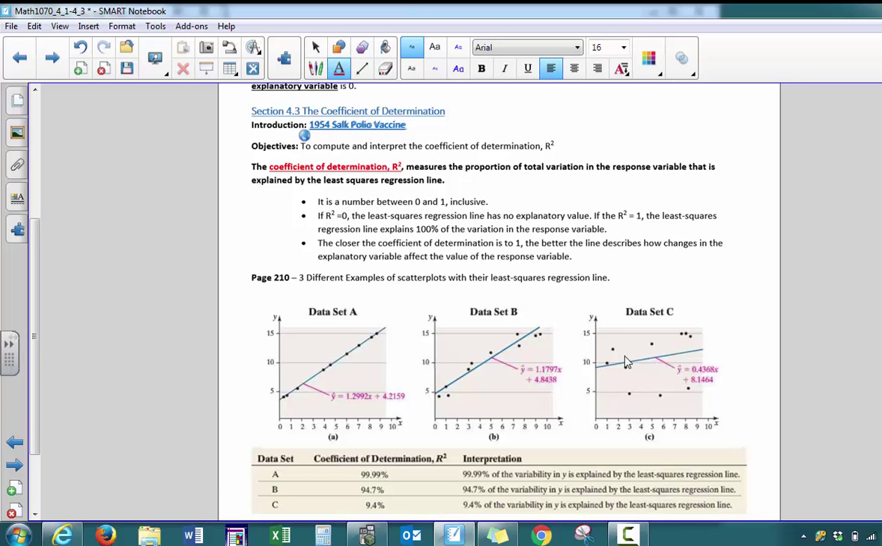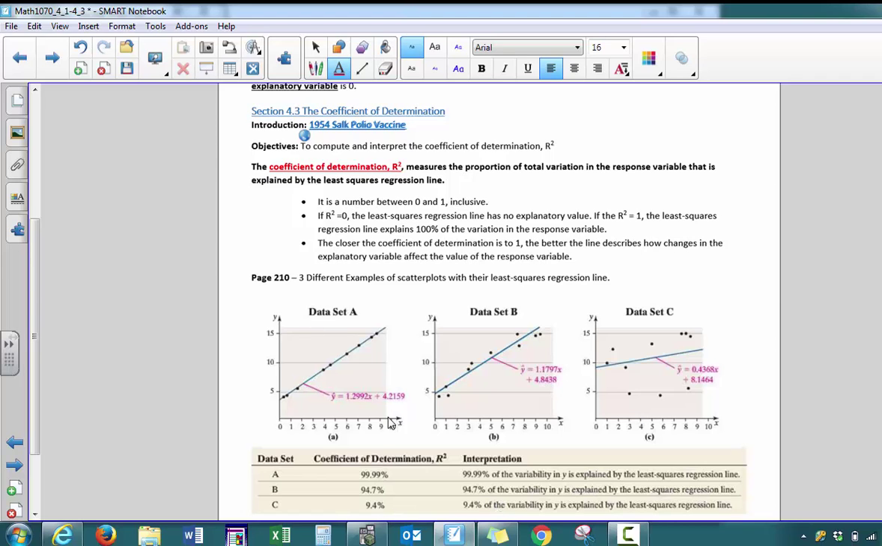In data set C, you see your scatter plot, and this line does not do a very good job because it's not cutting through any of these points. So for C, the r squared value is 9.4%.